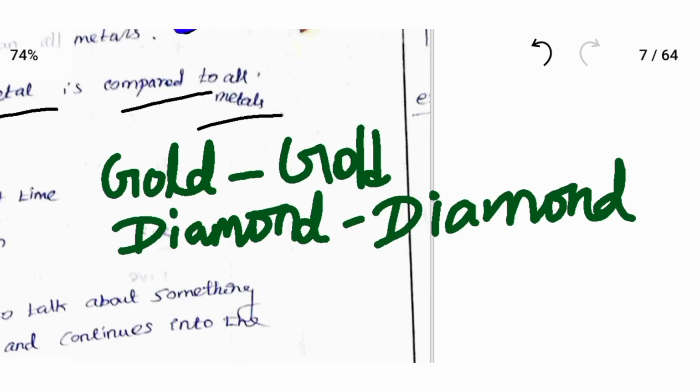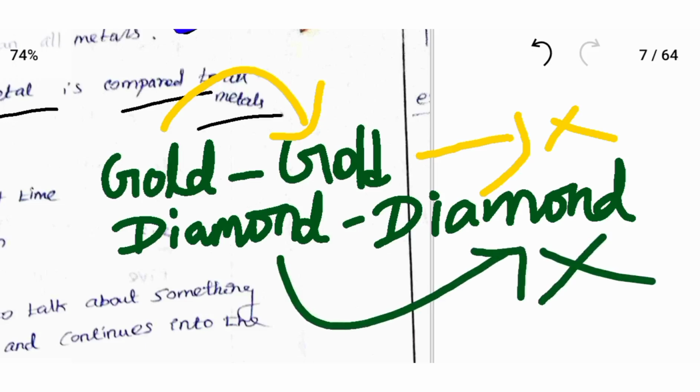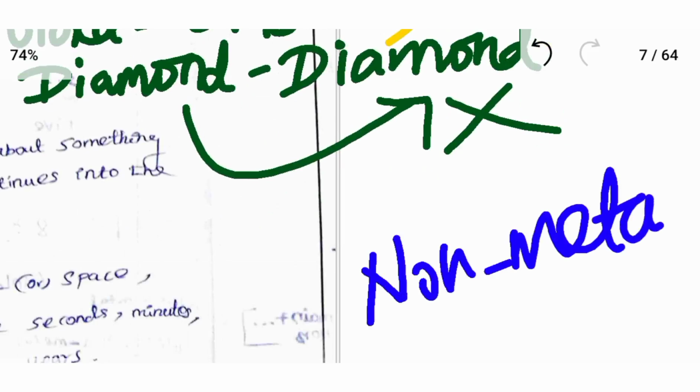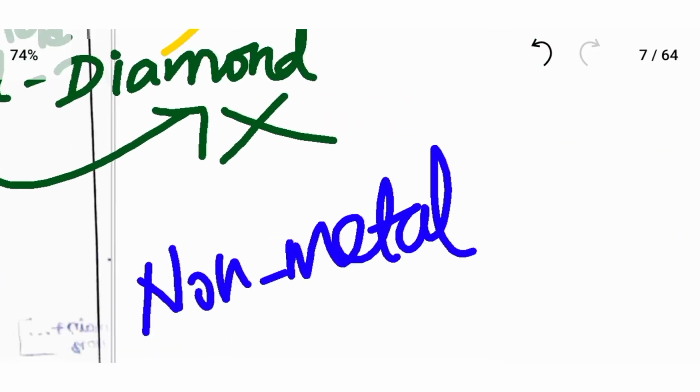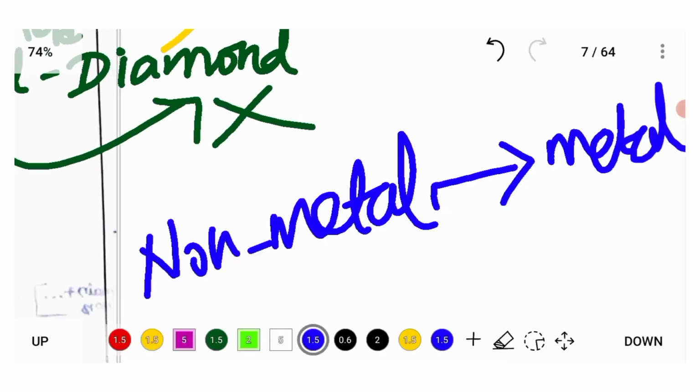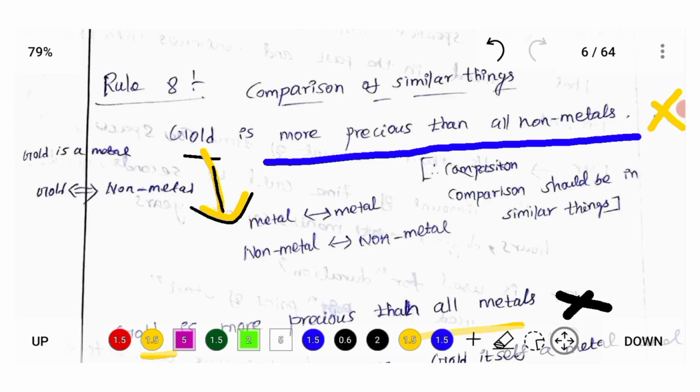Students, note that we should not compare gold with gold. It is not correct. In the same way, we should not compare diamond with diamond. But we can compare non-metal to metal, or metal to non-metal.